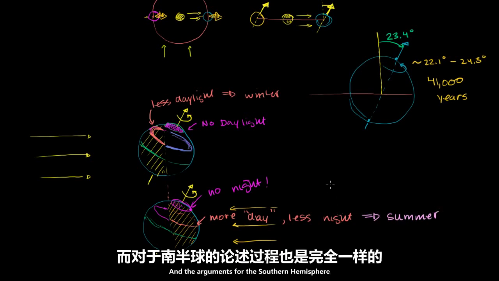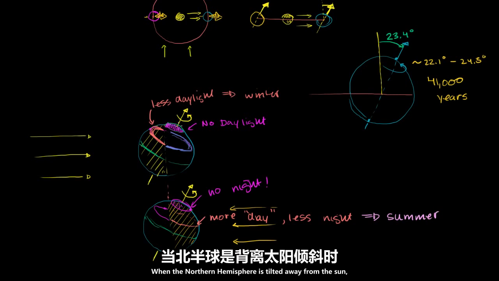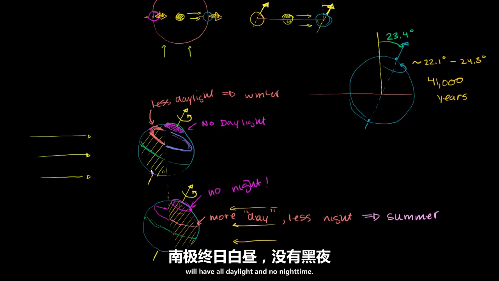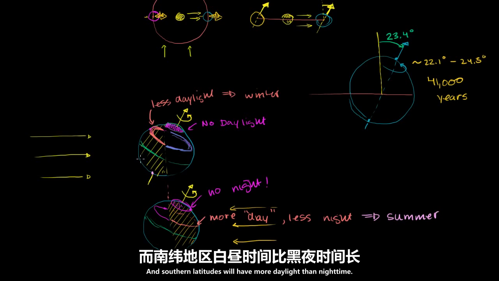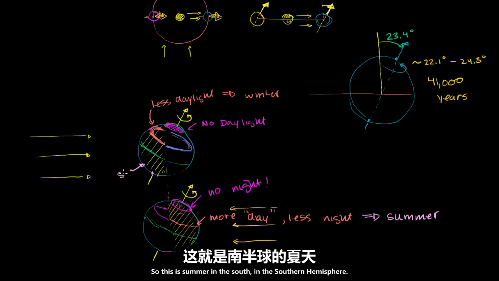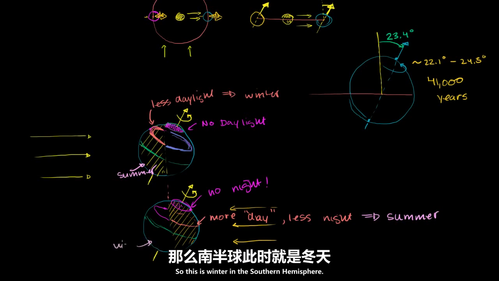And the arguments for the southern hemisphere are identical. You could even play it right over here. When the northern hemisphere is tilted away from the sun, then the southern hemisphere is tilted towards the sun. And so, for example, the South Pole will have all daylight and no nighttime. And southern latitudes will have more daylight than nighttime. And so the south will have summer. So this is summer in the southern hemisphere, and it's winter in the north. And then down here, the southern hemisphere is pointed away from the sun. So this is winter in the southern hemisphere.